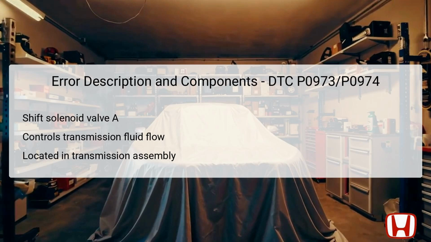DTC P0973 points to a low input signal, suggesting that the solenoid is either receiving insufficient voltage or exhibiting a poor connection. Conversely, DTC P0974 reflects a high input signal, potentially indicating a short circuit or other wiring fault, impacting the solenoid's performance. Since these codes are electrical by nature, they require careful investigation of the circuits and connectors directly associated with the shift solenoid.